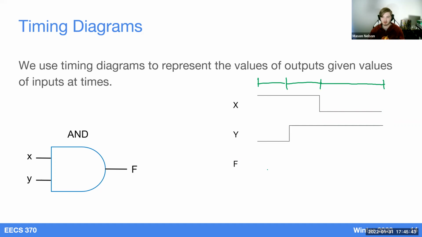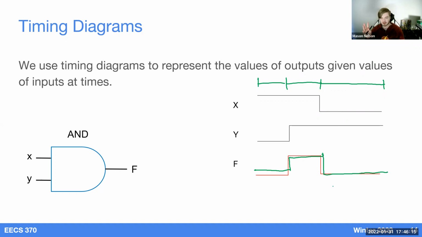So 1 and 0 is 0, so f is going to be 0 for this first period of time. Then 1 and 1 is 1, so as y flips to 1, f will also flip to 1. And then here we have 0 and 1, which is 0, so when x goes down to 0, f will also go down to 0. That's what our timing diagram would look like. There it is in red, in case you were curious what it looked like in red. But that's our timing diagram.